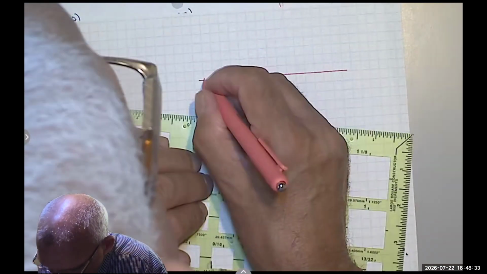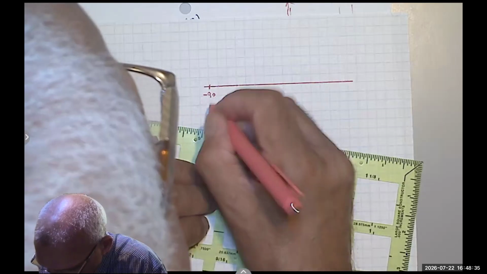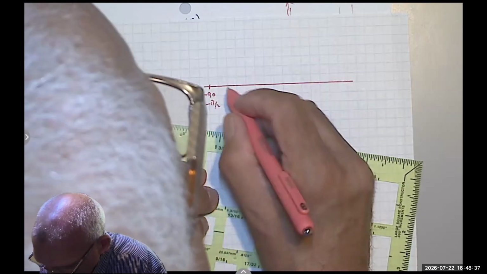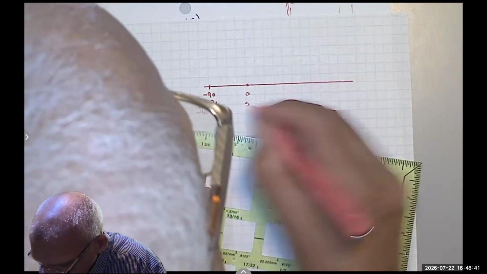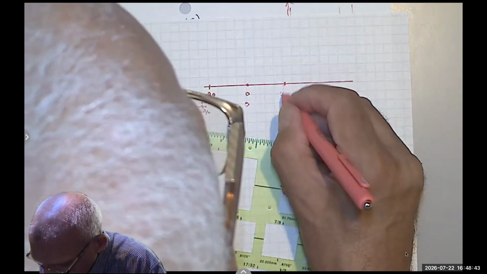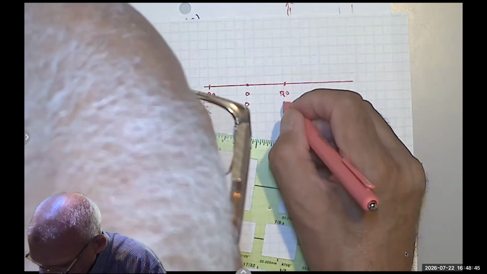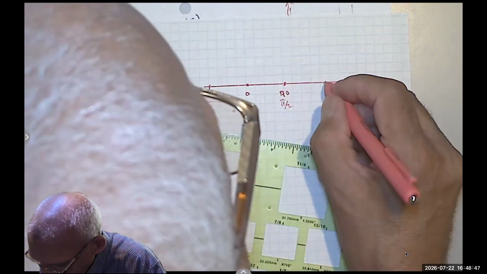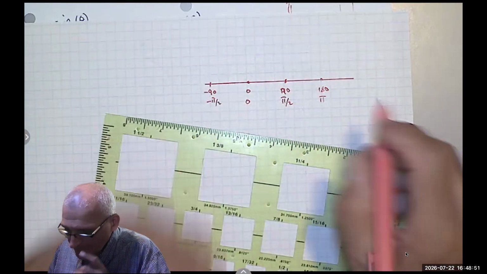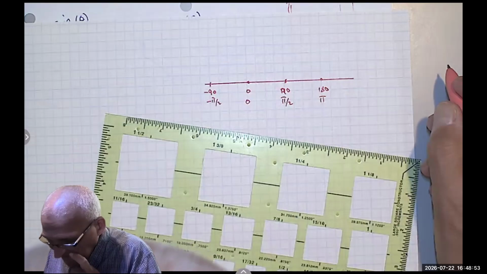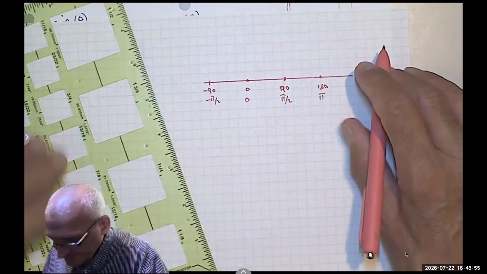So let's say this is negative 90, so negative pi over 2. This is 0, and this is pi over 2 or 90. And this is 180 or pi. At 0, the tan is 0.